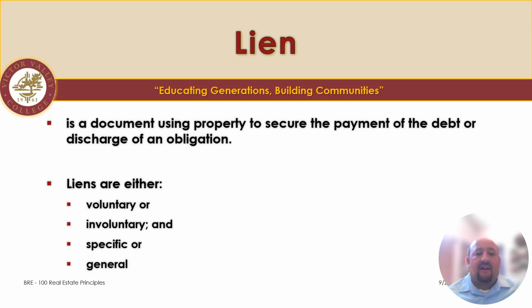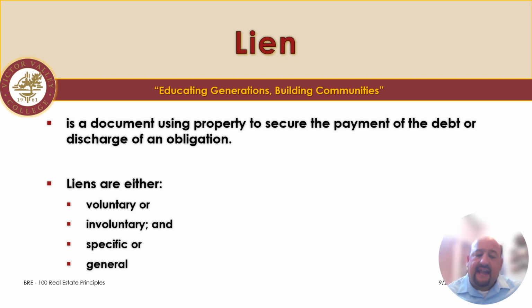Okay, so a lien is a document using property to secure payment of the debt or discharge of an obligation. So you can have voluntary or involuntary liens, specific or general. Voluntary liens, an example would be a mortgage. So you're voluntarily taking a loan out on a property, and that creates a lien.